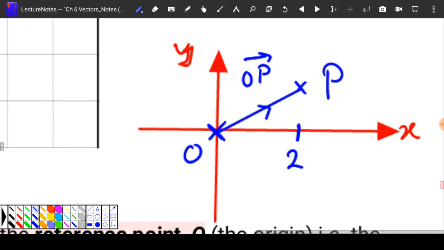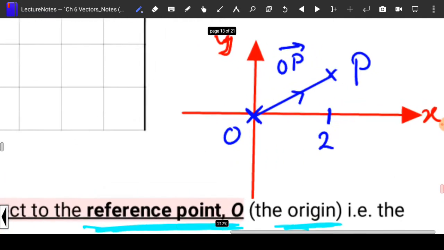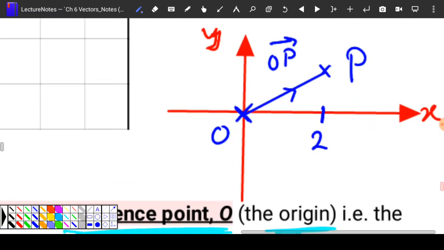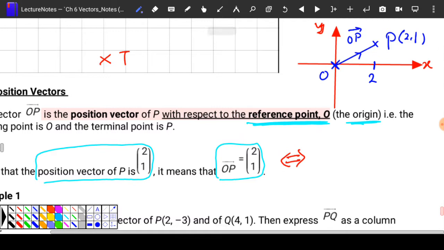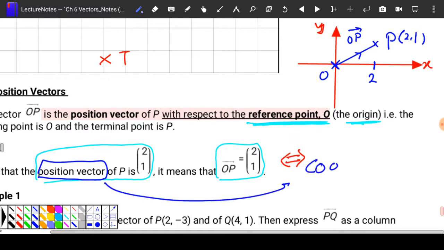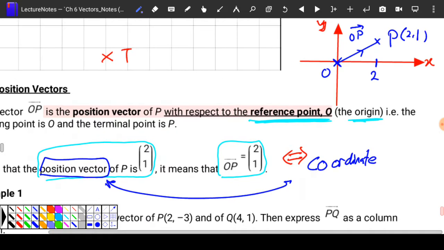Okay. Alright, so OP, so I go back to this. Now, can you suggest, Joshua, what is the coordinate of P? (2, 1). Now, this important discovery tells us that position vector is directly linked to coordinate. Can you write that down? Very important. Now, this is a 2-directional relationship.